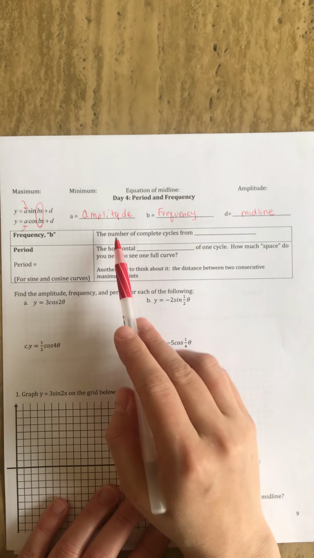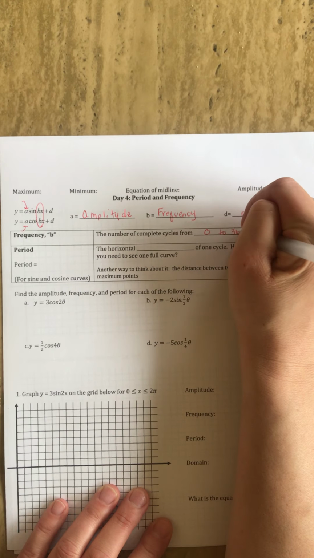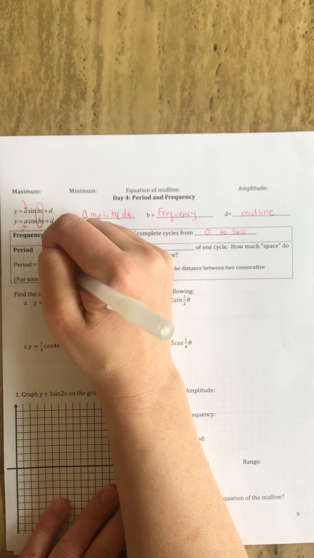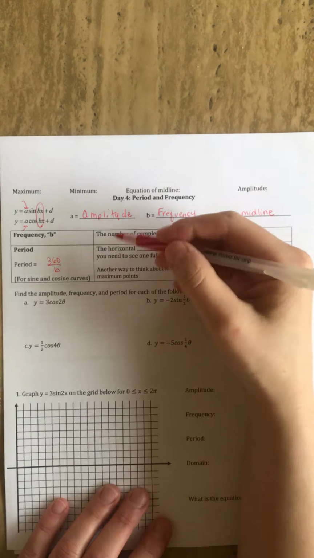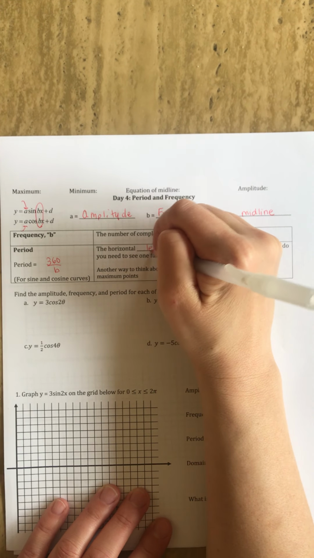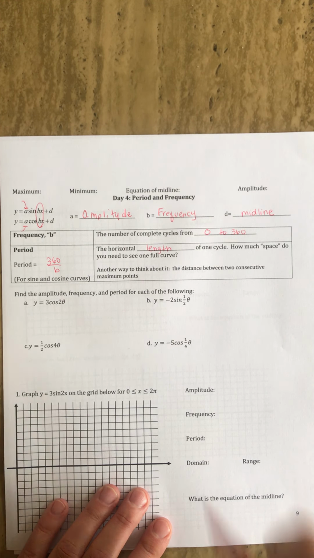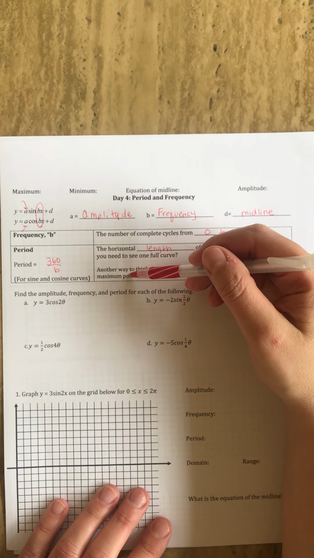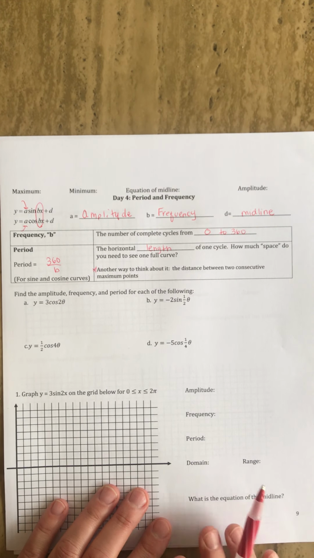Okay, the frequency B is the number of complete cycles from 0 to 360. The period is 360 over B, over the frequency. It's the horizontal length of one cycle. How much space do you need to see one full cycle? Another way to think about it is the distance between two consecutive max points. And we'll focus in on that as we go ahead and graph down below.